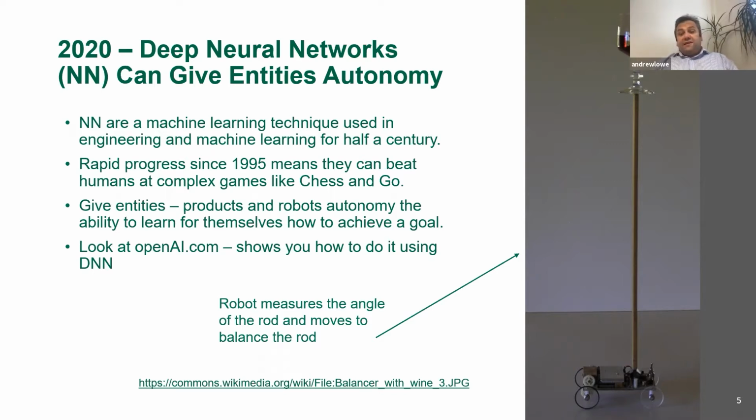OpenAI have got so good at this now that they've actually taught a robot hand how to solve a Rubik's Cube. And if you go there and have a look, you can see them doing it.